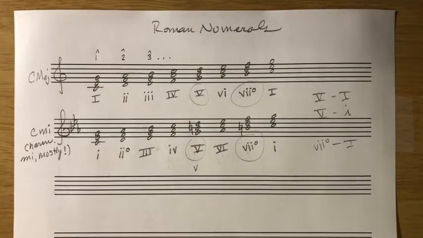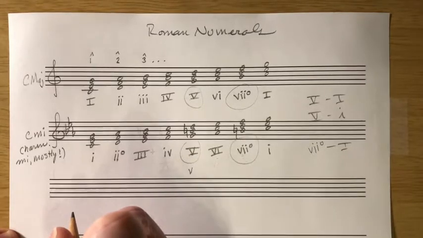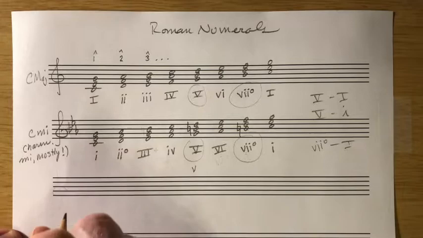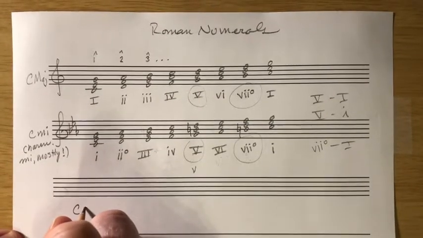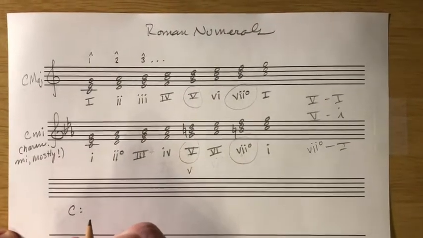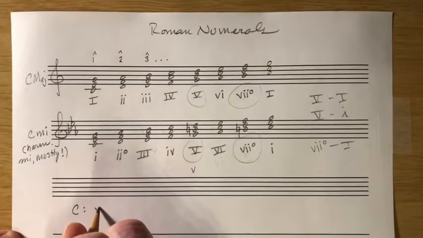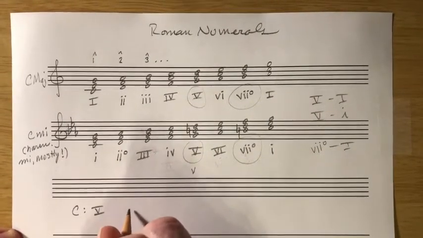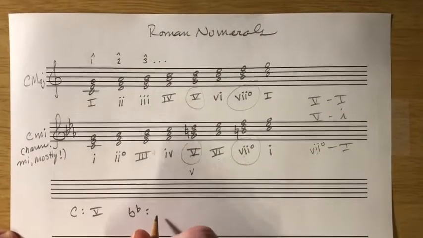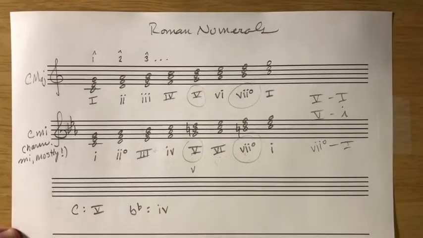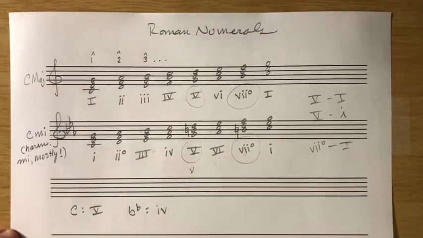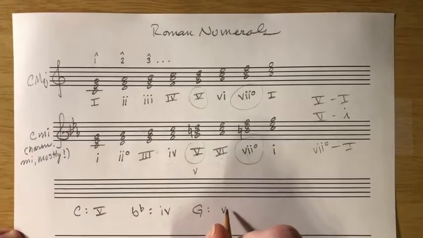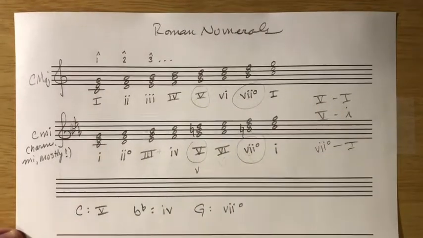Okay, let's do a little drill. Let's decide to write out some chords based on their Roman numerals. So in the key of C major, that's what C colon, we're going to write a 5 chord. In the key of B flat minor, we're going to write a 4 chord. In the key of G major, we're going to write a 7 chord.